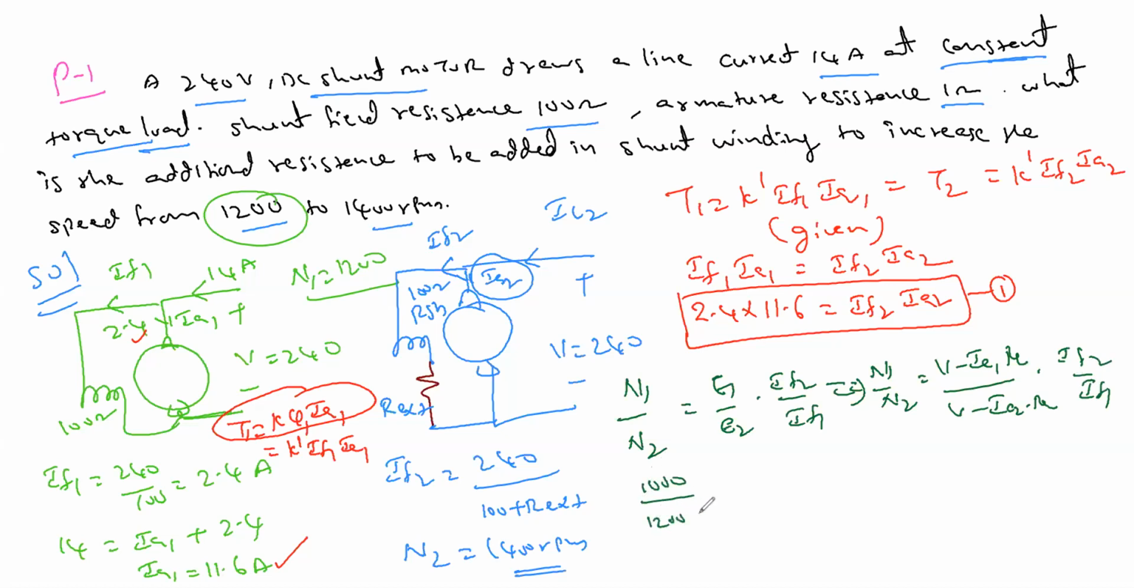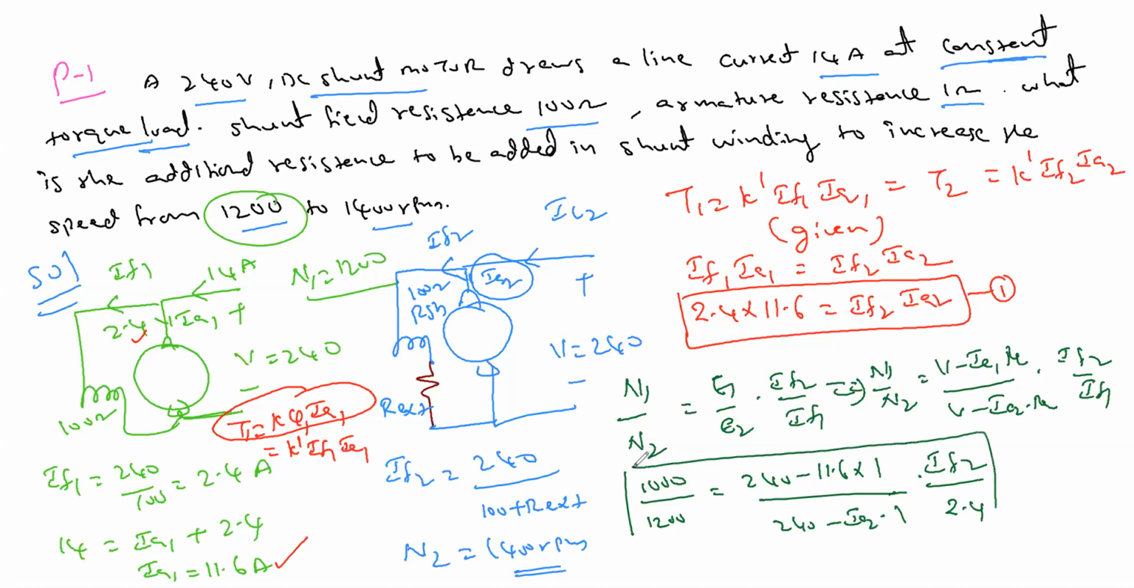1000 by 1200, 240 minus IA1, 11.6, RA is 1. 240 minus IA2, which is unknown, RA 1. IF2, second value I don't know. IF1 is 2.4.